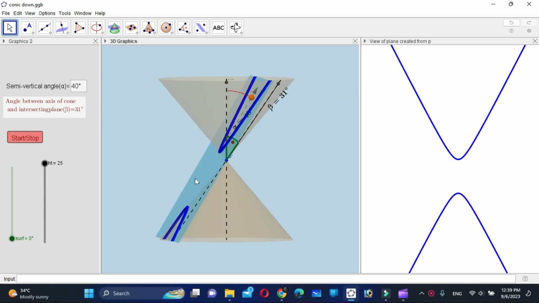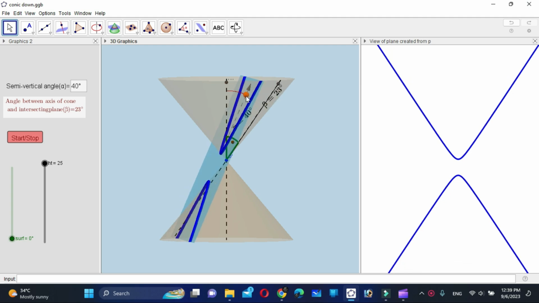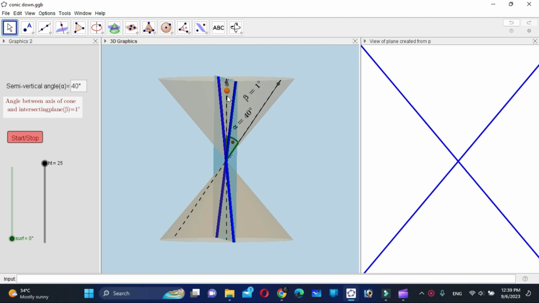Hyperbola. A hyperbola is formed when the cutting plane intersects both halves of the cone and is not parallel to the base. In this case, angle made by intersecting plane is less than semi-vertical angle. The intersecting plane may be parallel to the axis of cone or perpendicular to the base of cone.